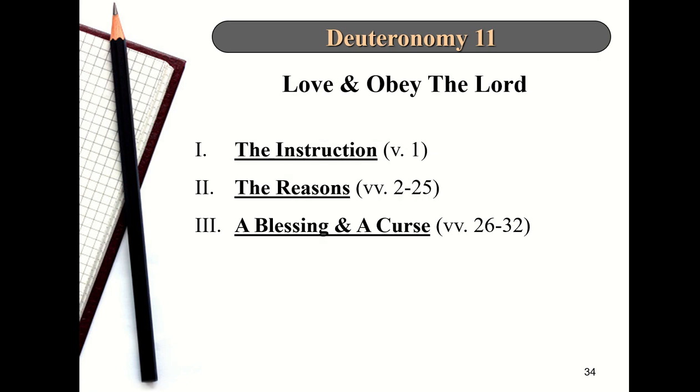Now, that first section ends with chapter 11, and it deals with love and obedience. Here's the instruction of chapter 11 and in verse 1, and then the reasons for that instruction. The instruction was, "Therefore you shall love the Lord your God and keep his charge, his statutes, his judgments, and his commandments always." The reasons for that are given, and then there's a blessing and a curse. Now those blessings and curses will come to play later in the book.